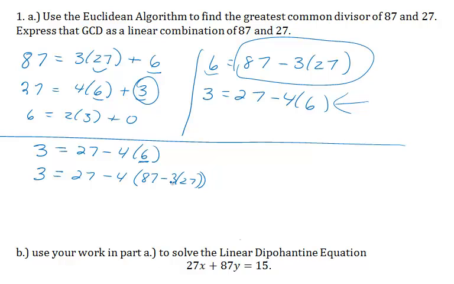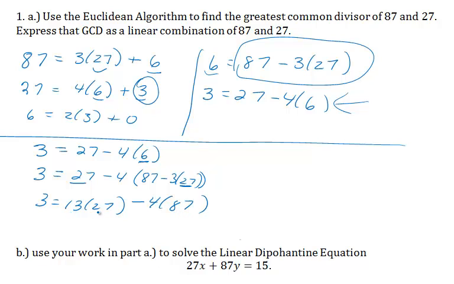Now here's the tricky part. I want to use the distributive property and then combine like terms. What I want to combine is this 27 and the 27s I've got here. So I've got 1 times 27, and then I've got negative 4 times negative 3, which is positive 12 times 27. 1 plus 12 gives me 13 times 27 minus 4 times 87.